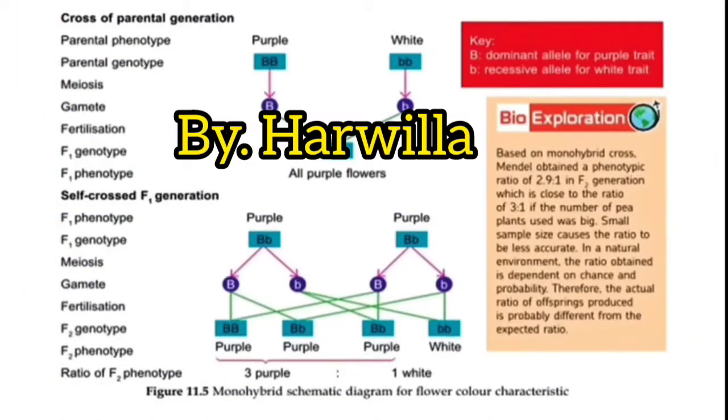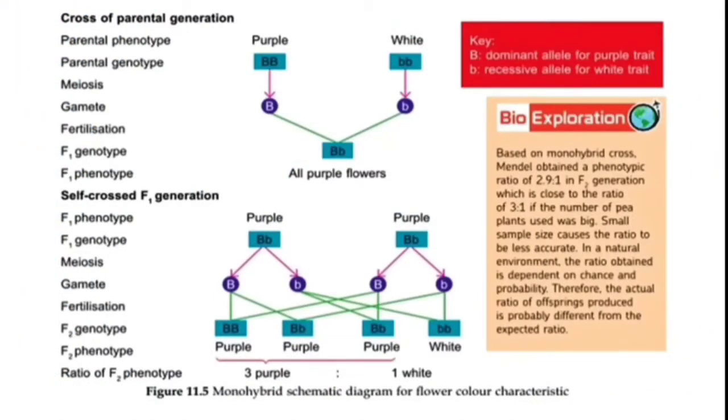Okay, figure 11.5, monohybrid schematic diagram for flower color characteristic. Okay, first we go to the first part of this diagram, which is the cross of parental generation between purebred purple flower and purebred white flower. Okay, parental phenotype. Phenotype we know as characteristic. So, for purebred purple flower, we can observe that it is purple in color. And for the purebred white flower, we can observe that it is white in color.